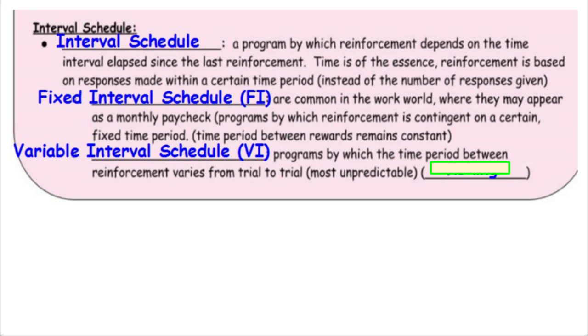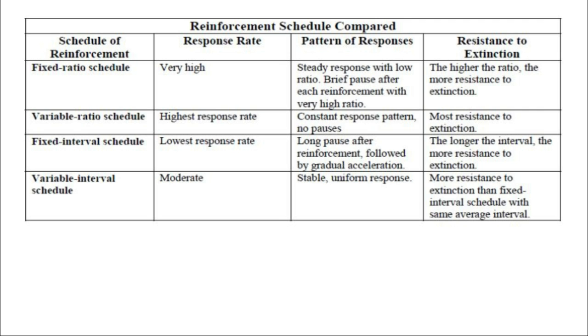Okay, when we look at the variable interval, these are programs by which the time period between the reinforcement varies from trial to trial. It's unpredictable. And a great example of that is going fishing. You can cast in, and it doesn't necessarily mean that you're always going to get a bite every time you cast. Even if you do get a nibble, it doesn't mean that you're going to be able to reel the fish in. So it's highly unpredictable, but it keeps people participating.